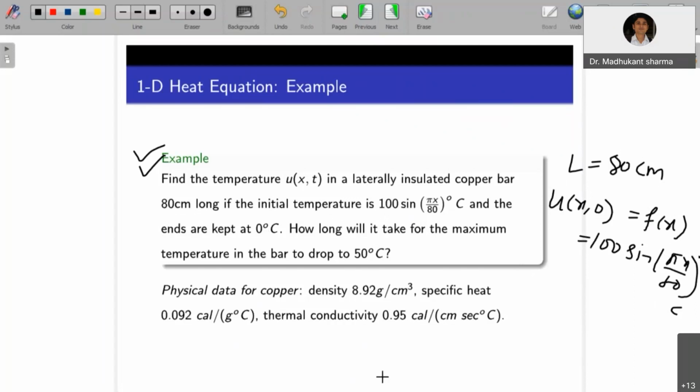It's given to you. And the ends are kept at 0 degrees Celsius, meaning u at 0 comma t is equal to u at L comma t is equal to 0. How long will it take for the maximum temperature in the bar to drop to? Okay, so first you need to find the solution.